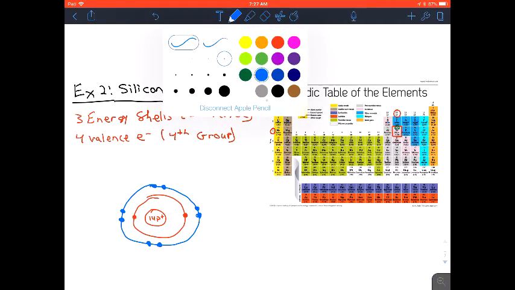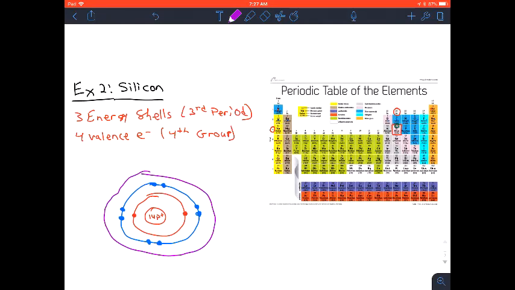Now we have to look at the 3rd row. So now, how many elements do we have to travel in the 3rd period to reach silicon? Well, 1, 2, 3, 4. So therefore we need 4 electrons in the outermost shell, as also indicated by the group number. Here's our Bohr model for silicon.